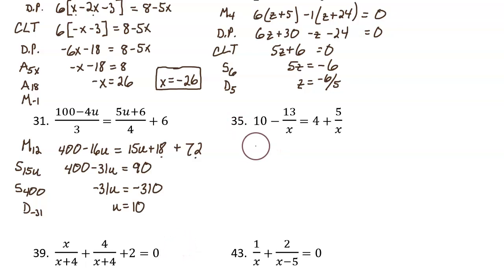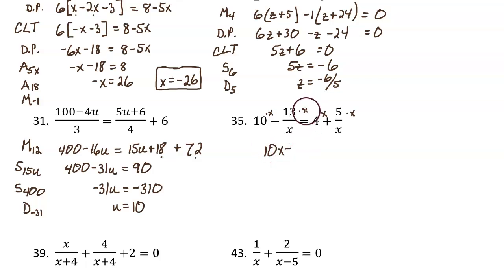Next, number 35. I see fractional expressions again. So I'm going to multiply every term by that denominator of x. I want to times that one by x. I want to times that by x. I want to times that by x. And times that by x. Here's what's going to happen.